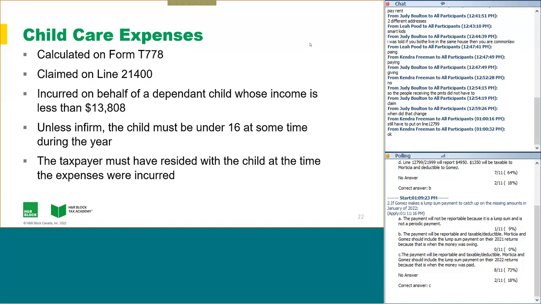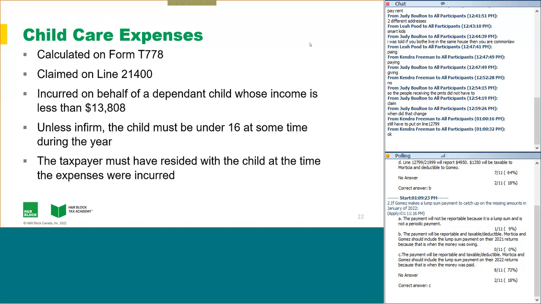So first you have to determine if your client can claim childcare. If they can, then we have to find out which parent, if there's more than one, will be claiming childcare, and then we're going to fill out a T778. So I'm going to go through all the rules, and then we're going to look at the form itself, because the form helps us to understand what the rules are.